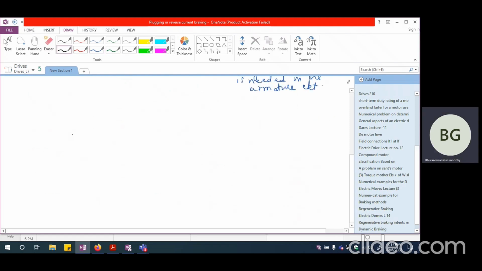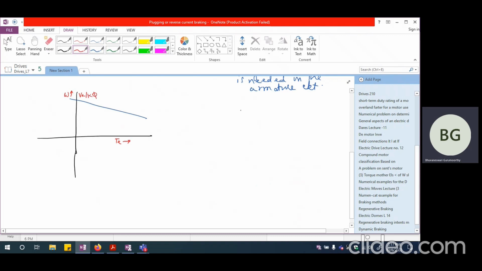So to draw the characteristics corresponding to plugging, let me first of all draw the normal motoring characteristics. So this is going to be TE and this is going to be omega axis. And we are going to have the normal characteristics somewhat like this. This is going to be the normal characteristics. So if I draw this for plus VA, so this speed is VA by K phi.